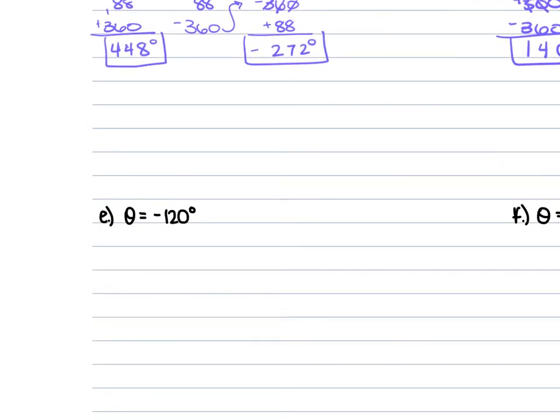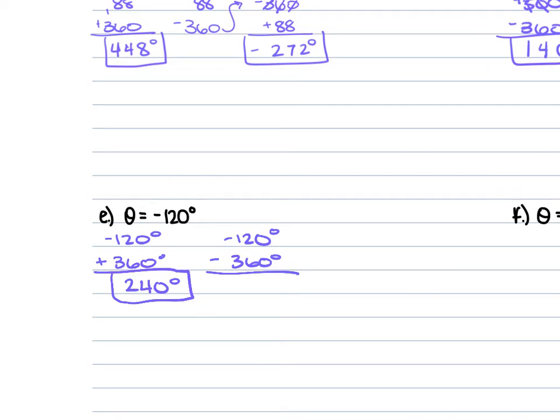For E, we have negative 120 degrees. So because this is already negative, we're going to add the 360 to it. Which means we're subtracting. So if we subtract these two, we have 0, 4, and 2. So that's a positive 240. We also are going to subtract 360 degrees. So keep the negative, add the 2 since they're both the same signs. 0, 8, 4. So negative 480 degrees.